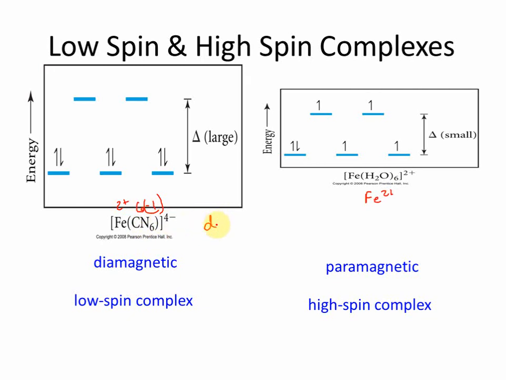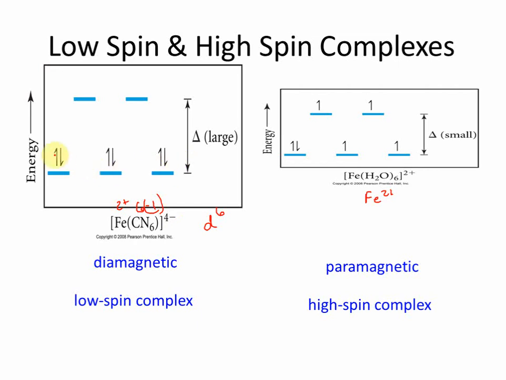So when I'm writing the electron configuration for the iron, I remove the s electrons to get the 2+ oxidation state, and that gives me 6 electrons in the d orbital. So as I start filling in these 6 electrons, 1, 2, 3.